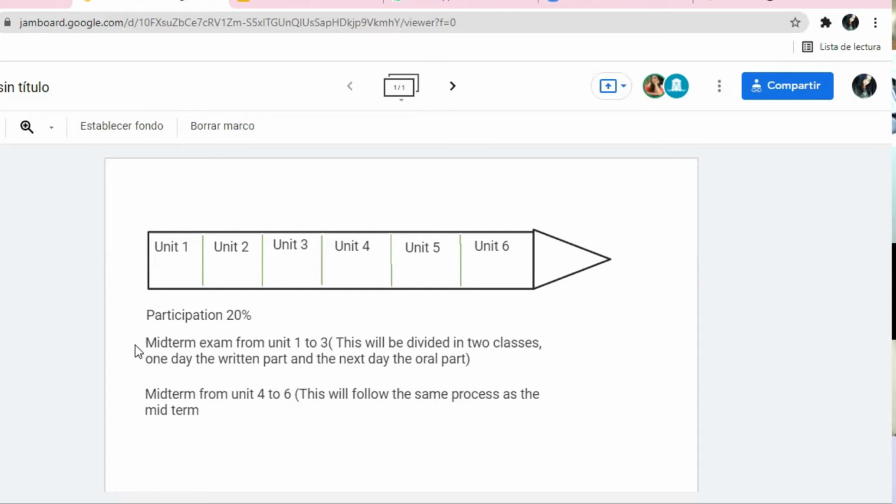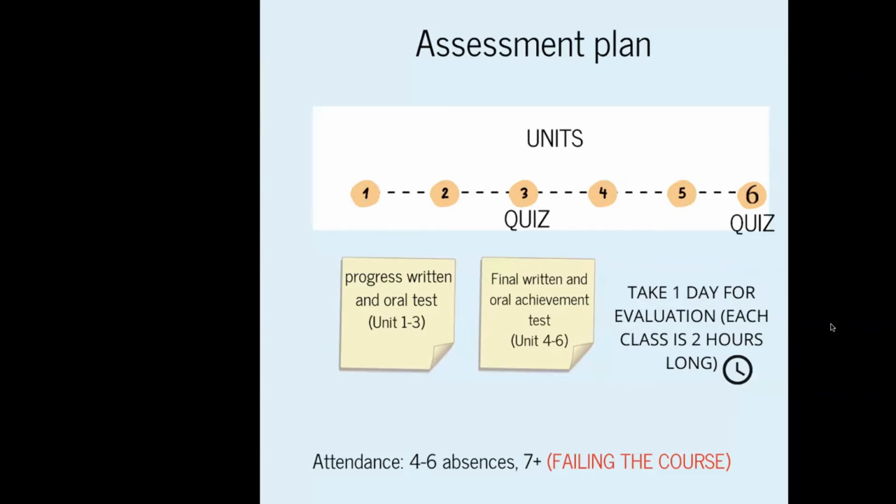We're going to have a midterm exam from unit 1 to 3, and it will be divided into 2 classes, 1 for the written and 1 for the oral, because we think that if we do them on the same day, the students are going to feel overwhelmed, and we don't want that. And the other is going to be, I think this is the final. It's going to be from unit 4 to 6, and we'll follow the same process as the other one. We're going to divide it. Okay, basically, this is our assessment plan.